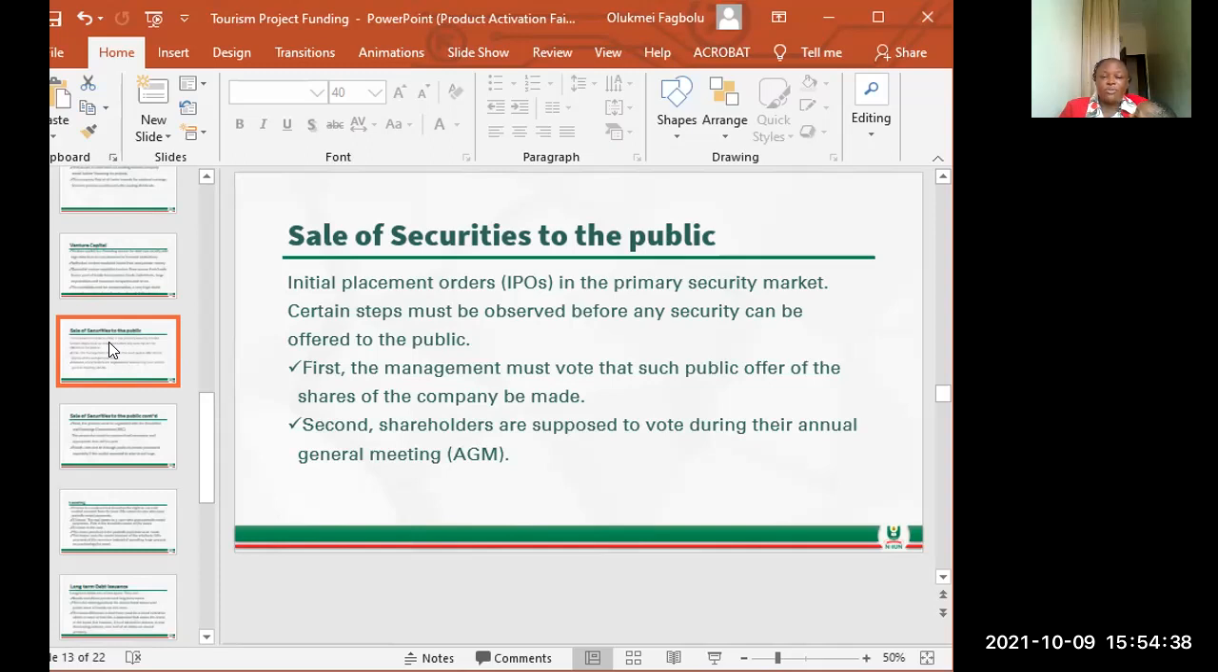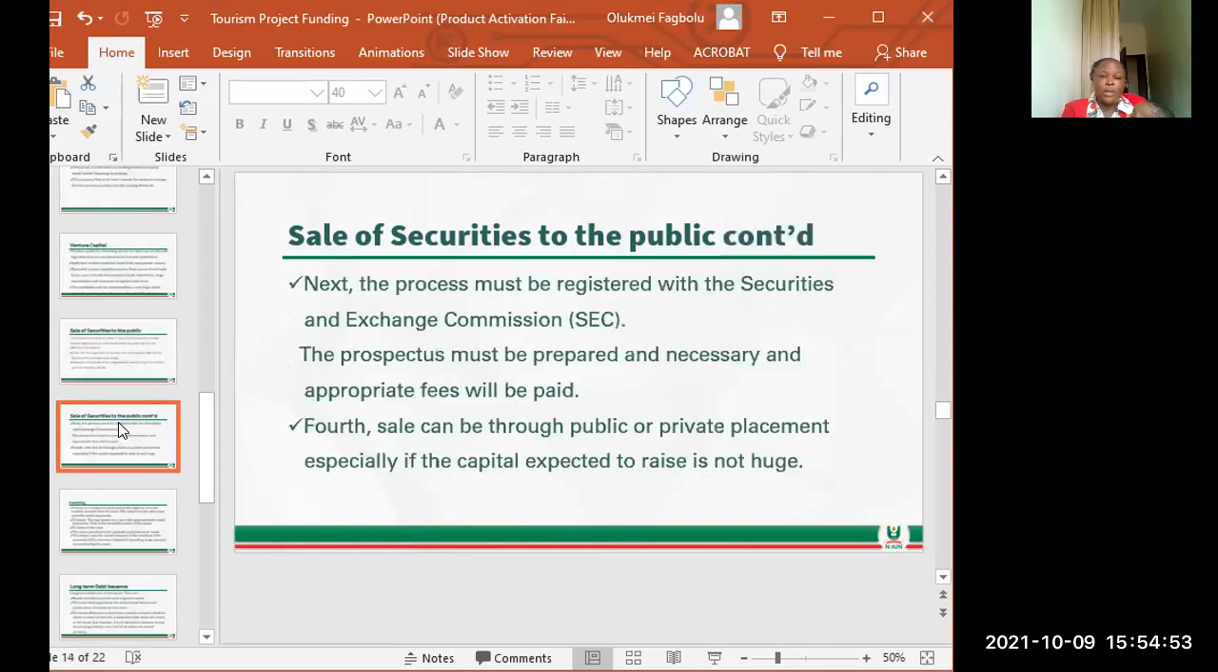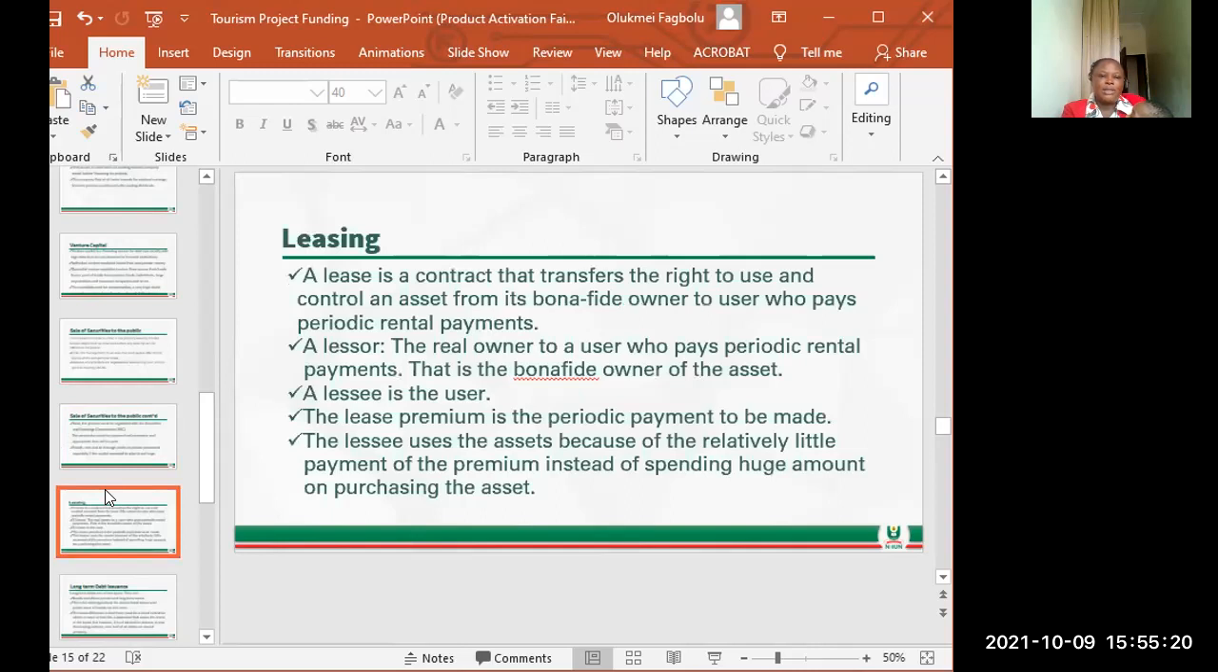This is where they will discuss issues affecting the business, their shares, and the company as well. So this is selling of shares to the public in order to raise funds. It depends on the type of share you want to sell. And when you are selling shares to the public, know that the process must be registered with the Securities and Exchange Commission. Very, very important. And this sale can be through public or private placement, especially if the capital expected to be raised is not very huge. Then apart from sale of securities or shares is leasing.